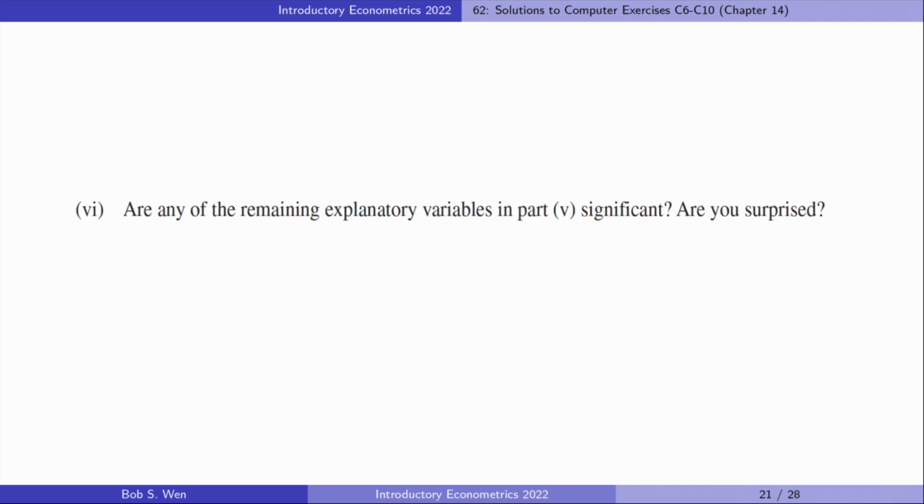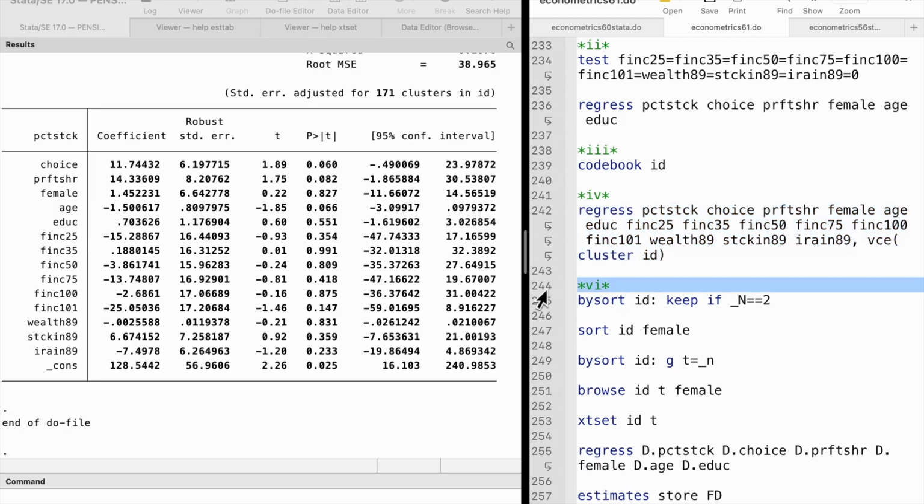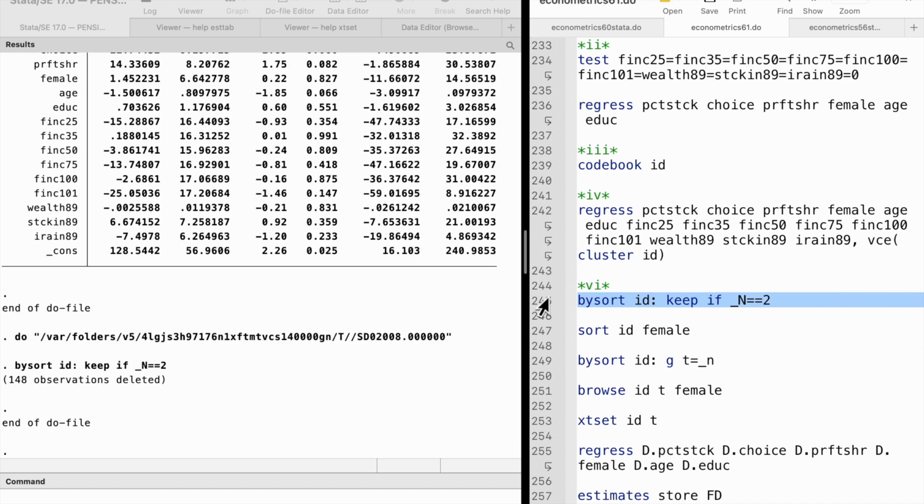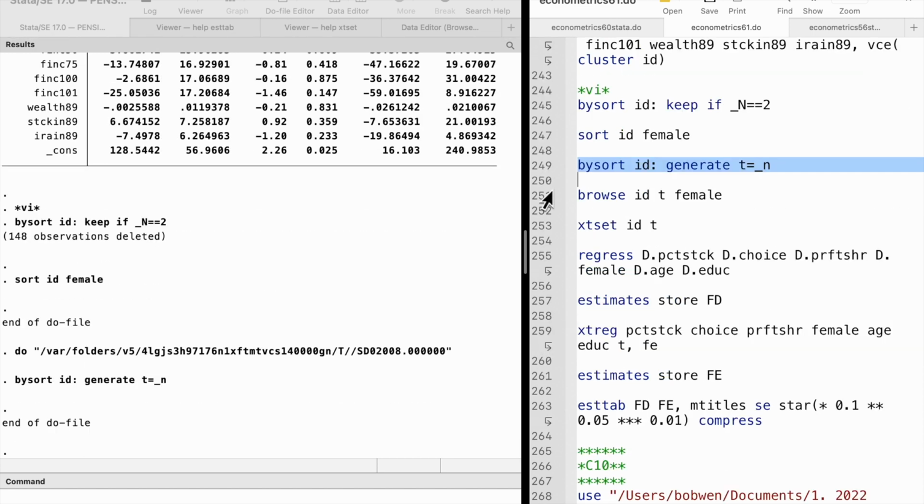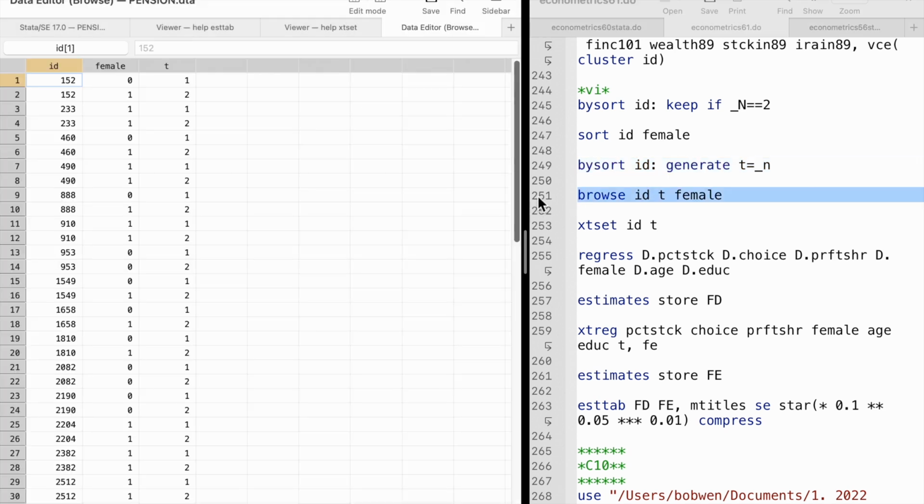In Part 6, are any of the remaining explanatory variables in Part 5 significant? Are you surprised? We use the family observations with couples. To keep those observations, we use the by sort command followed by the family ID. We keep the families with couples in the sample. Underscore capital N is the total number of observations within a family. We can use the browse command to see the structure of the data.